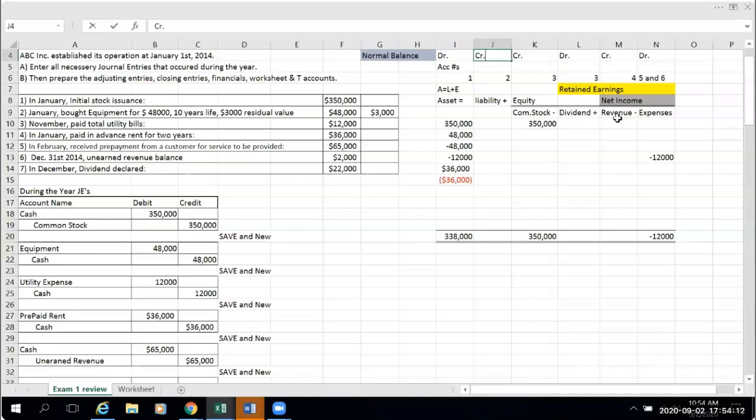Revenue, you know, revenue is good thing, right? Money comes in, remember something like that, credit. Revenue, credit. So expense debit, revenue credit, dividend debit, equity credit, liability credit, asset debit.